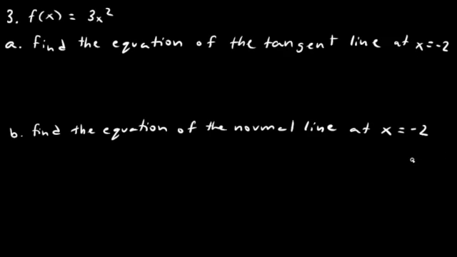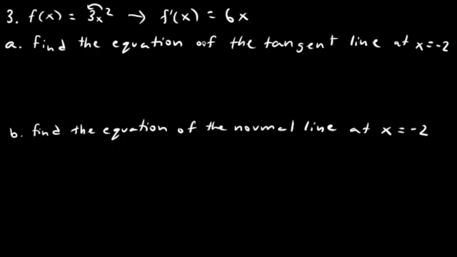Now, this is where we have to know how to find the equation of the tangent line and the normal line. So first step, before we go on to a and b, what we want to do is first find the derivative of this function. So f prime of x is equal to, you bring 2 to the front and multiply with 3, which is 6, and 2 minus 1 gives us 1, so 6x. So this is our derivative.